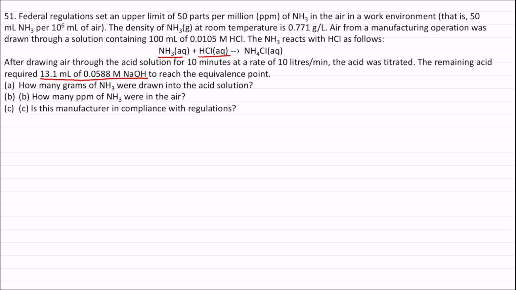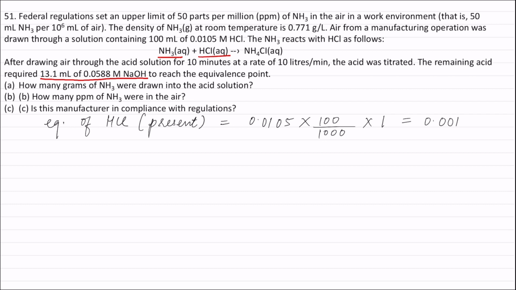Solving this question, first, equivalents of HCl present is equal to molarity of HCl, that is 0.0105 M, into volume of HCl in liters, that is 100 by 1000 liters, into valency factor of HCl, that is 1, and this is equal to 0.00105 equivalents.